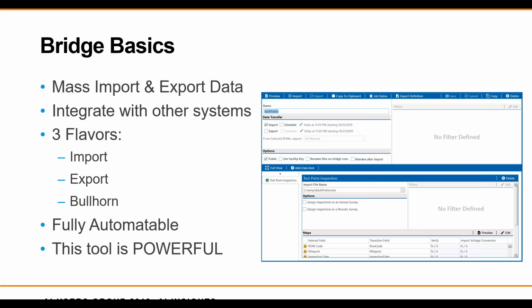We have a bridge import, we have a bridge export, and we have a bullhorn bridge. We're going to talk about the first 2 in this presentation because the bullhorn bridge is really automatic. We're pinging your bullhorn directly from the website and pulling those readings in if they're aligned. Nothing real fancy about it other than it's automated. The real place where you can screw up is when you're importing and exporting files. And of course, it's fully automatable.